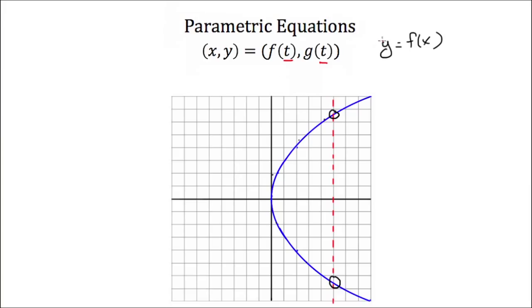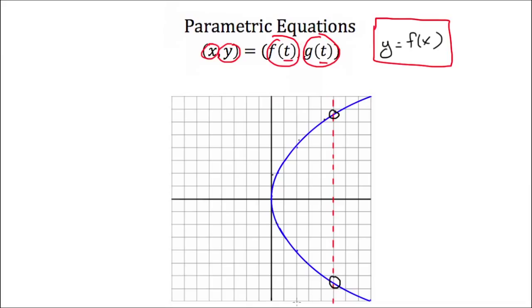So instead of using the function equation for this parabola, we instead use two different equations where our x value is some function of this variable t, and our y variable is equal to some function of that same variable t.